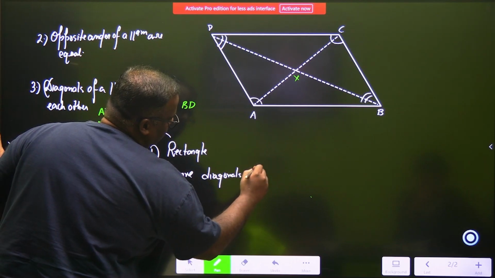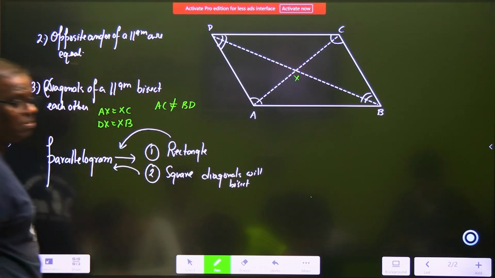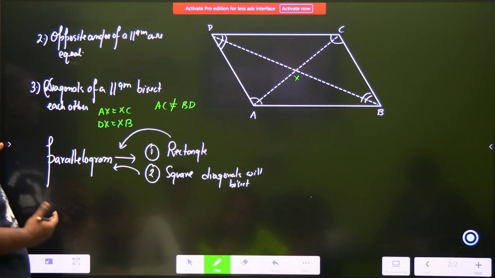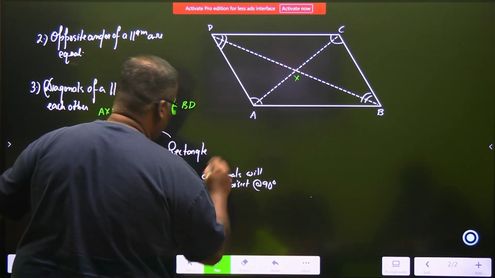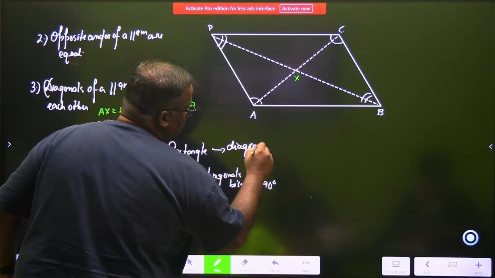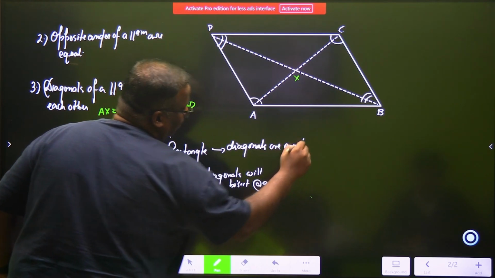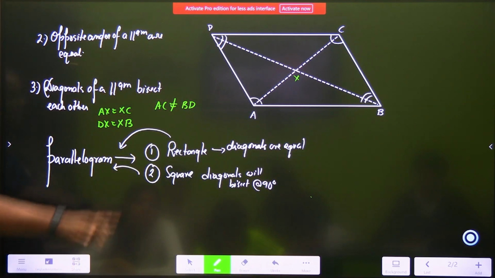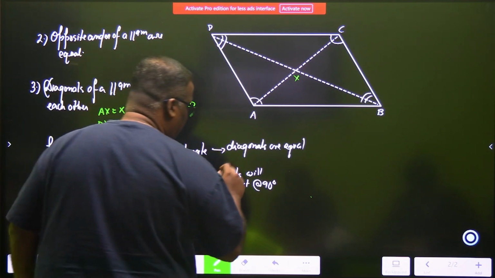will bisect. Why diagonals will bisect? Because square is a parallelogram. But the special criteria is bisect at 90 degree. अच्छा यहां पे क्या स्पेशल होगा? यहां स्पेशल होगा diagonals are equal. Look, in a parallelogram diagonals were not equal. लेकिन rectangles में diagonal equal होंगे. Square में diagonals will bisect at 90 plus.